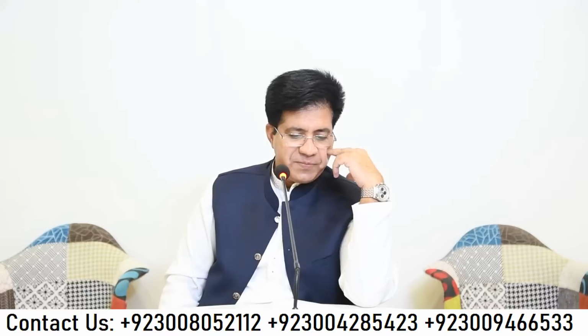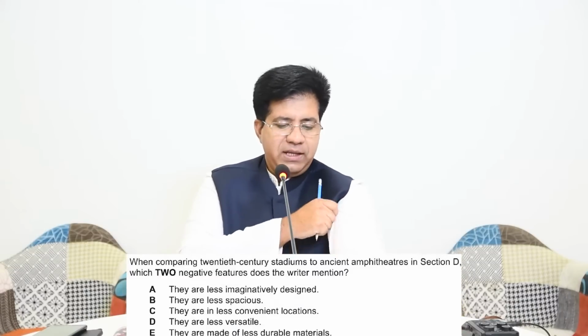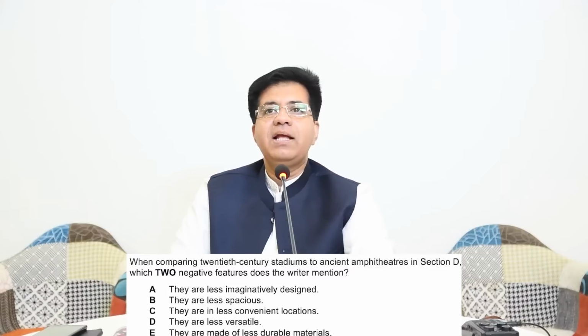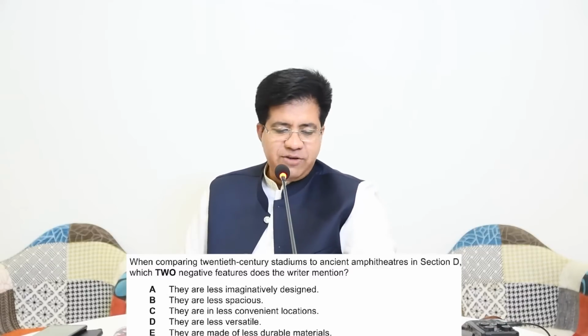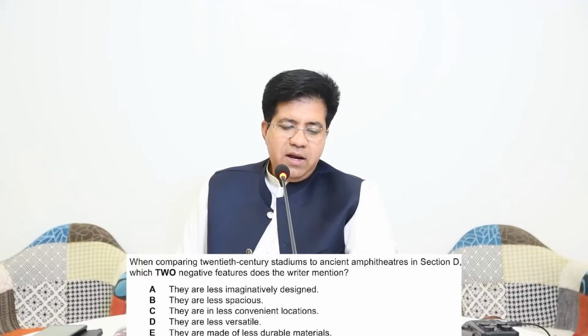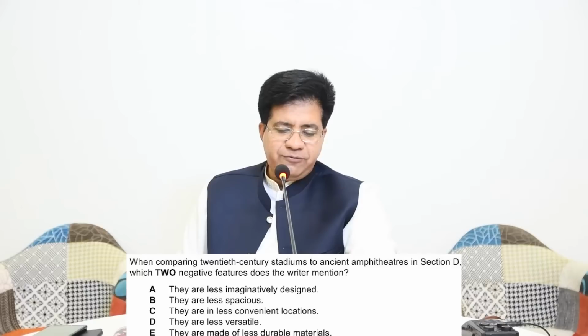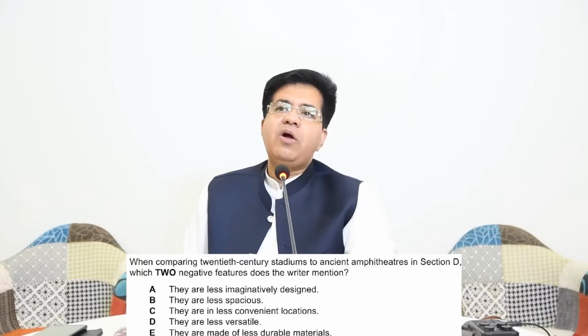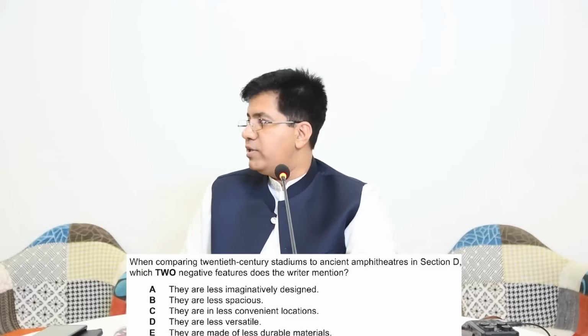Okay, now we've got questions 23 and 24. Choose two letters A to E. Write the correct letters in boxes 23 and 24 on your answer sheet. We call it double multiple choice questions.